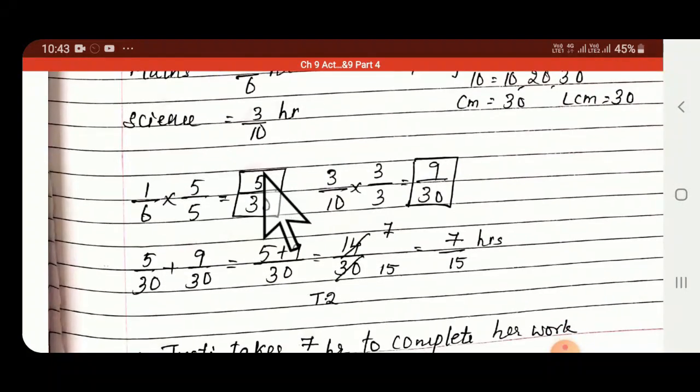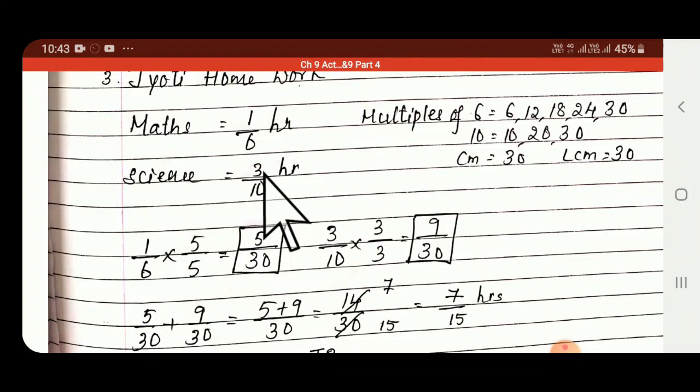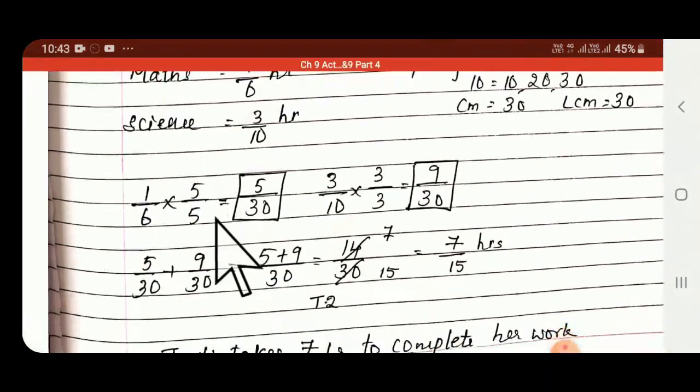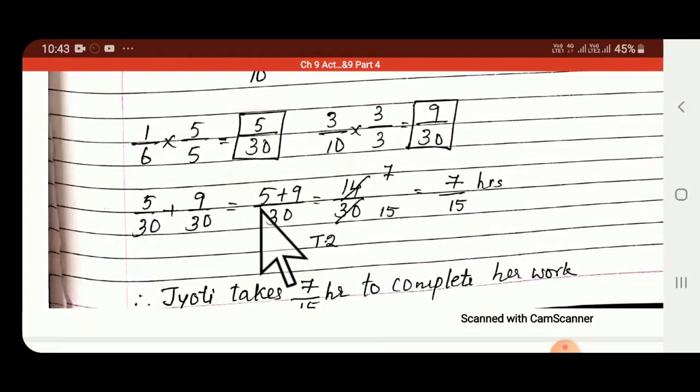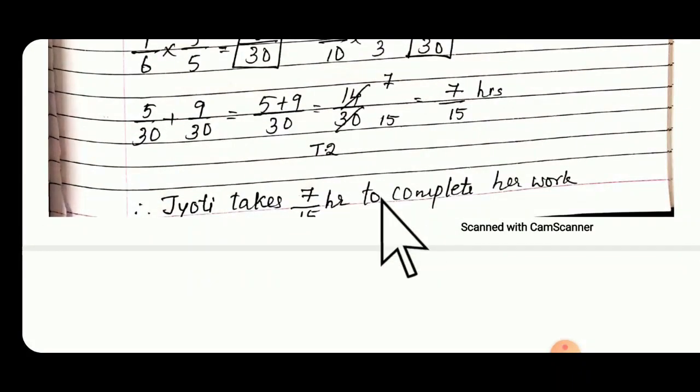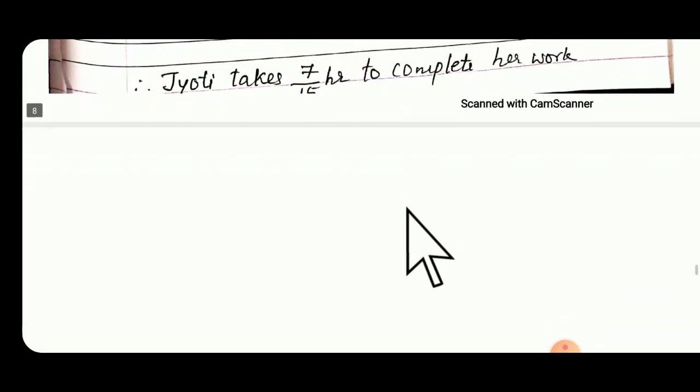different numerator and different denominator. To find that, first you write down multiples using denominators 6 and 10. Find the common multiple and then LCM is 30. Convert into like fractions. Then with that answer you have to do addition. That is 5 by 30 plus 9 by 30. If you do, it will be 14 by 30. Choose table 2 and reduce into simplest form. It becomes 7 by 15. Therefore, Jyoti takes 7 by 15 hours to complete her total homework.